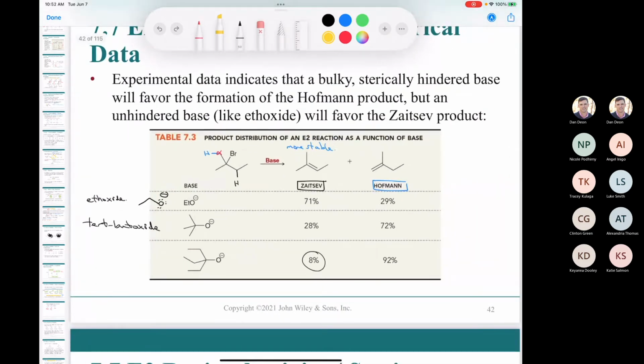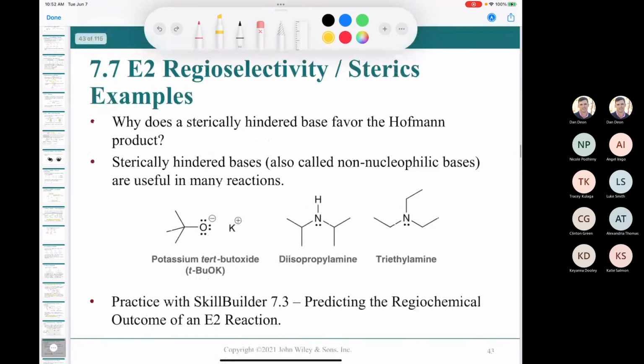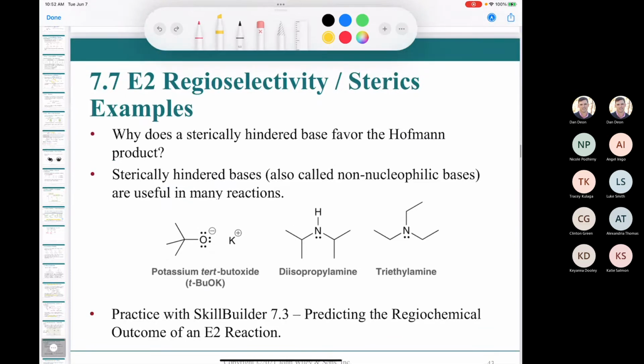Zaitsev versus Hofmann. A small unhindered base is going to give you the more stable alkene, even though the proton is more hindered. And if we have a hindered base, it just goes for the low-hanging fruit, the most available proton, and it just gives you the more unstable, or the less stable, I should say, alkene. All right, so that deals with regioselectivity. So again, this is just rehashing what I just went over with you.